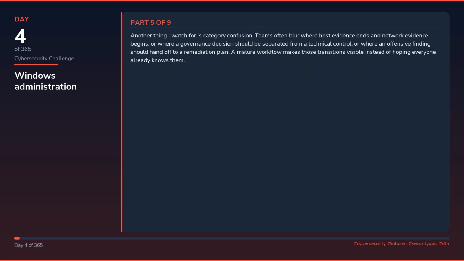Another thing I watch for is category confusion. Teams often blur where host evidence ends and network evidence begins, or where a governance decision should be separated from a technical control, or where an offensive finding should hand off to a remediation plan. A mature workflow makes those transitions visible instead of hoping everyone already knows them.